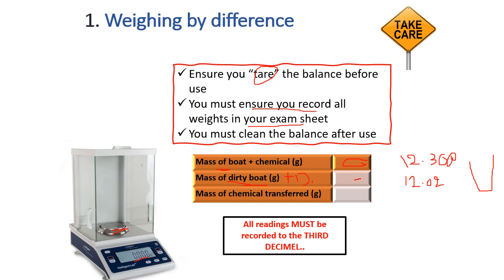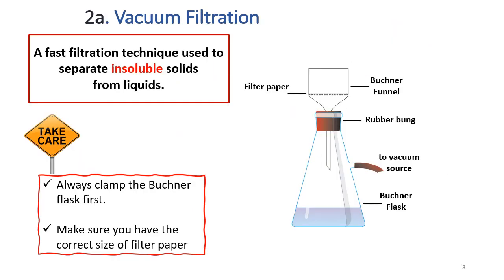So the third step would be your calculation. You will get the difference between both of these. 12.300 minus 12.020. So I will get my weight by difference. Also, it has to be to 3 decimal places. Make sure that you fill in the whole table and you write your answers to 3 decimal places to ensure the full mark.